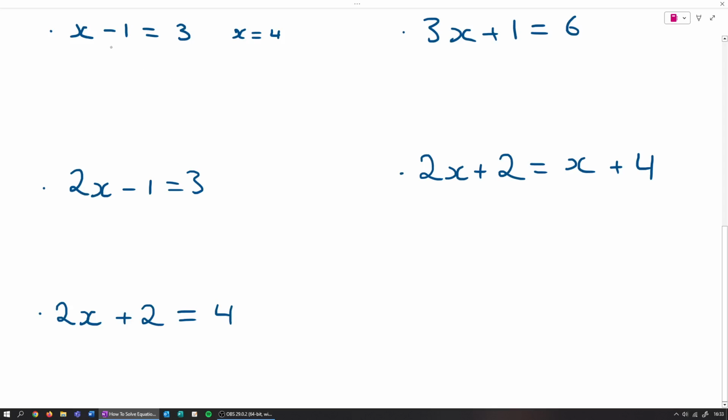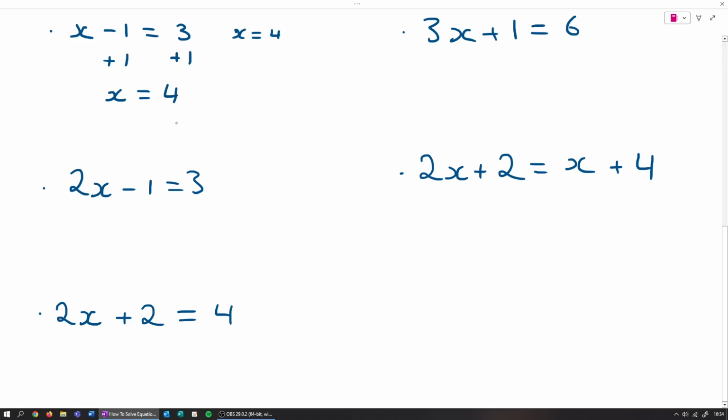To cancel out this minus 1 here, I'm going to add 1, okay? And the idea of an equation is that both sides are equal, so whatever I do to one side, I have to do to the other. So I'm going to add 1 to the other side, okay? Now this minus 1 and this plus 1 over here, they cancel each other out, because minus anything plus that same thing will be 0. So we're just left with x on the left, and the right becomes 4, okay?